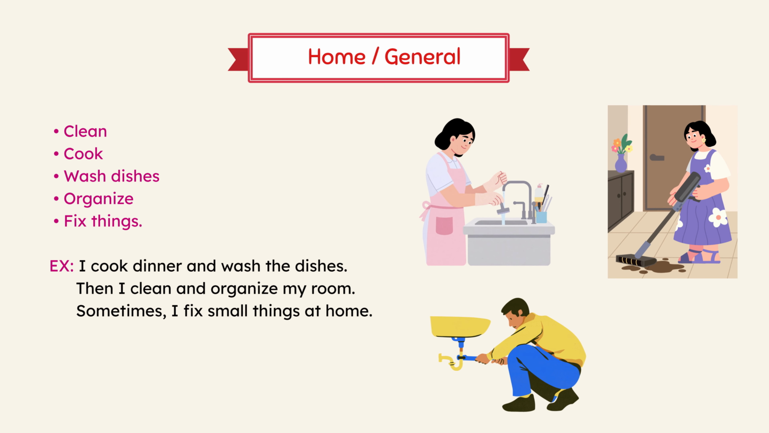Now let's talk about home or general activities. These are everyday tasks we do at home. Common actions include clean, cook, wash dishes, organize, and fix things. For example, you can say, I cook dinner and wash the dishes. Then I clean and organize my room. Sometimes I fix small things at home. These activities help you describe your daily life clearly.